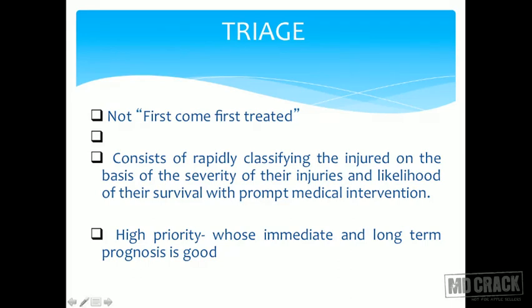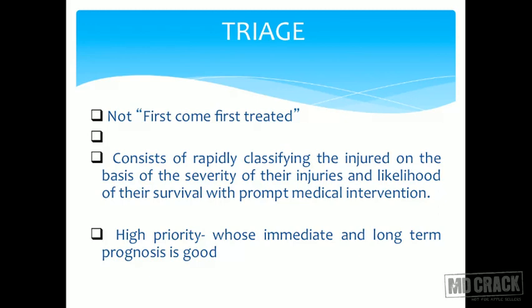As I told, triage is not the first come, first treated philosophy which we routinely follow. If you have an OPD, people come to your OPD, this is the routine philosophy: I came first, my number is first, I'll have to be seen first. This is not done in triage. Triage consists of rapidly classifying the injured on the basis of severity of their injury and the likelihood of survival with prompt medical intervention. Please do not forget the second line, the likelihood of survival with prompt medical intervention.